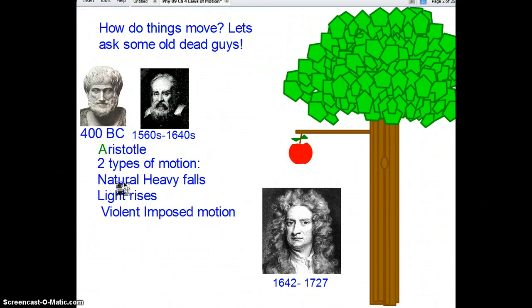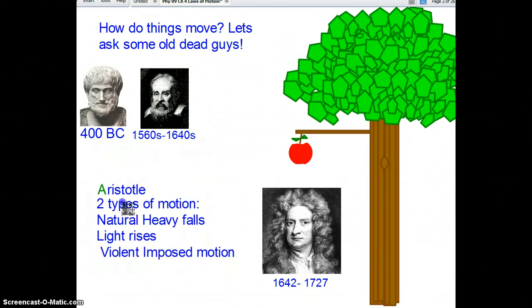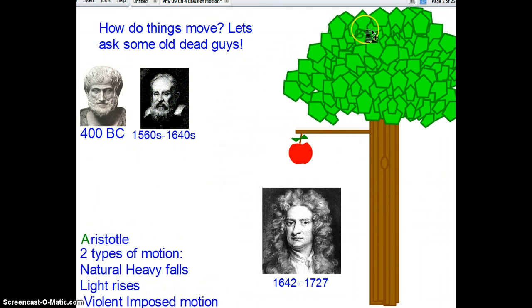There's natural motion, in which heavy things fall and light things rise, like rocks and water fall, and light things rise, such as smoke and birds. Then there's violent motion, and that's imposed motion. So something like pushing a cart would be called a violent motion. Then there were the Dark Ages, in which it seems like no learning actually happened.